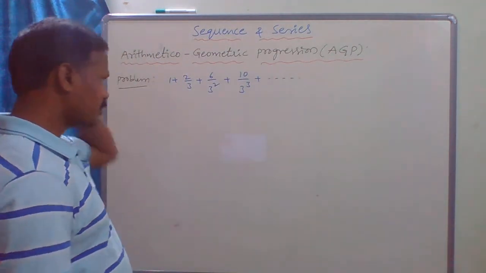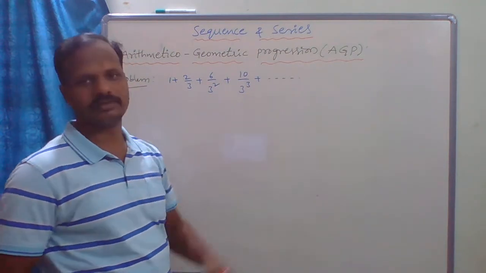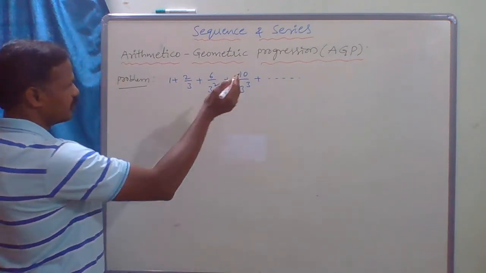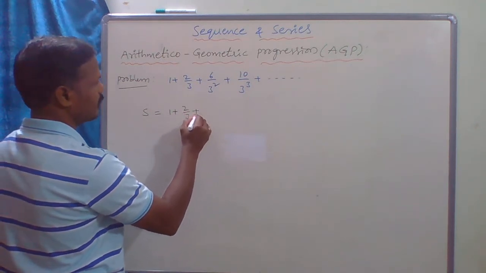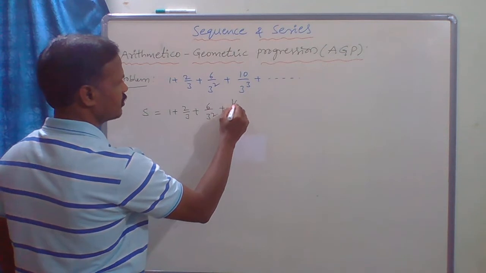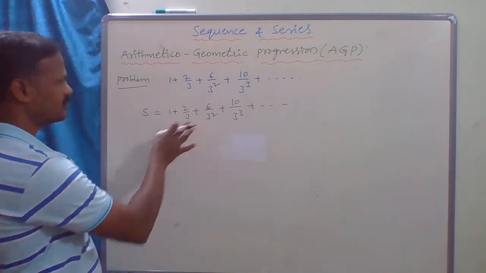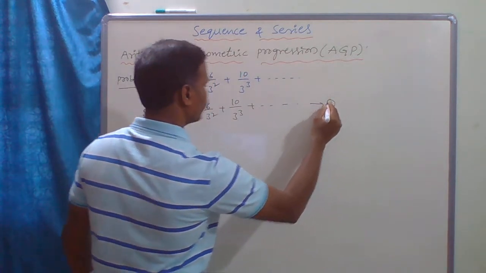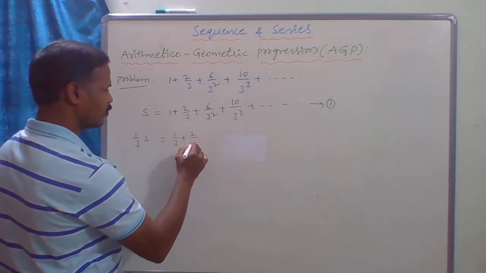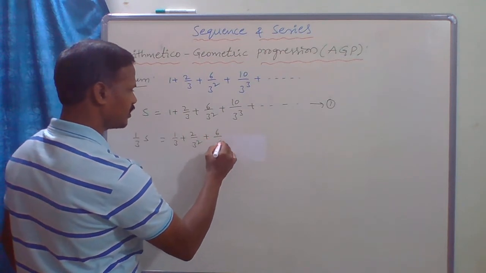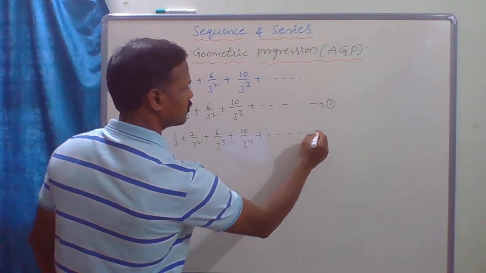Find the sum of the infinite series 1 plus 2 by 3 plus 6 by 3 square plus 10 by 3 cube plus so on. Let us consider this expression as S. S equal to 1 plus 2 by 3 plus 6 by 3 square plus 10 by 3 cube plus so on. Now multiply this expression with 1 by 3. So 1 by 3 S equal to 1 by 3 plus 2 by 3 square plus 6 by 3 cube plus 10 by 3 power 4 plus so on. This is expression 2.